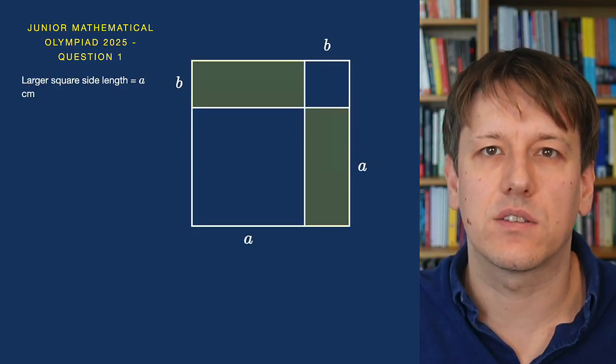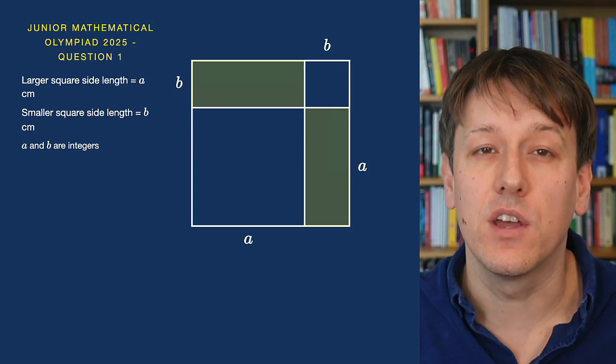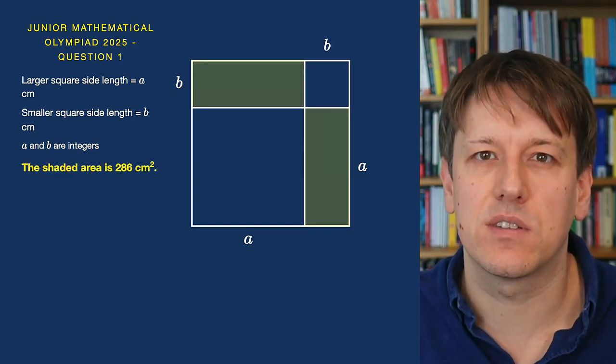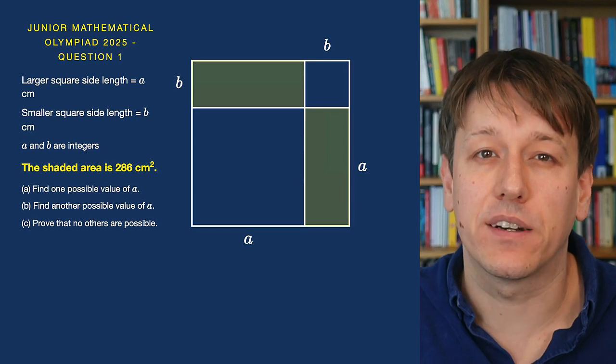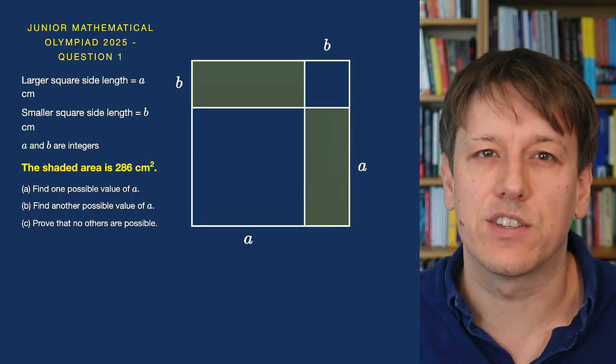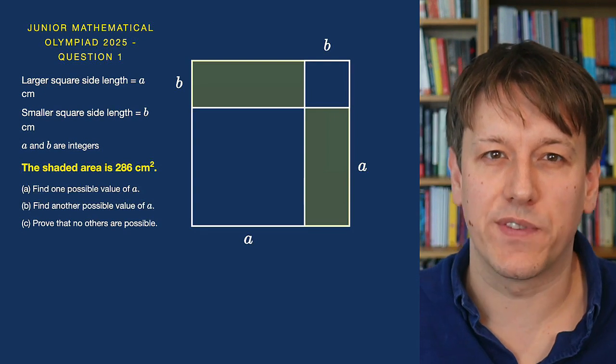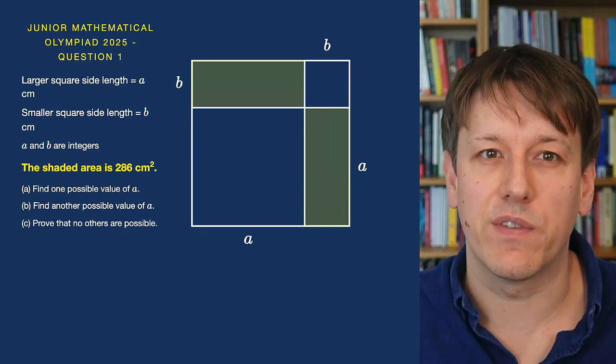In question 1, we have a diagram with 3 squares. The larger white square has side length A centimeters and the smaller white square has side length B centimeters, where A and B are both integers. The shaded area is 286 square centimeters. We need to find one possible value of A, then another possible value of A, and then prove that no others are possible. Really, these are 3 parts of one linked problem, and once we find all the possibilities and show there are no others, we've answered the whole question.